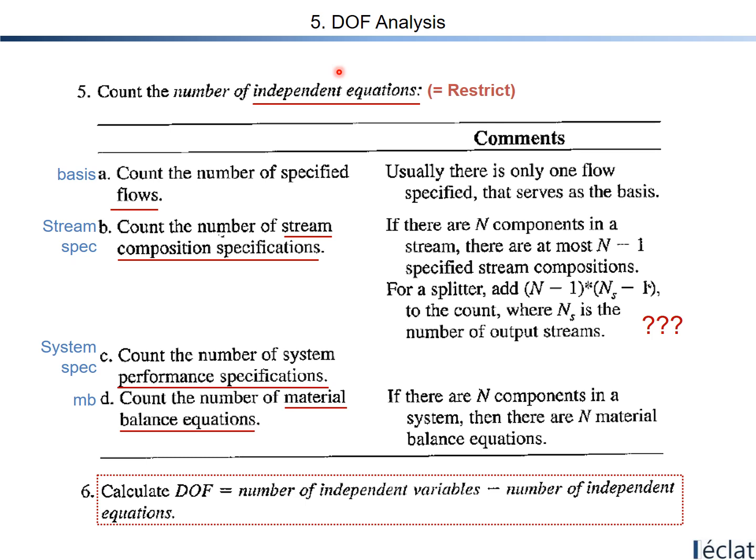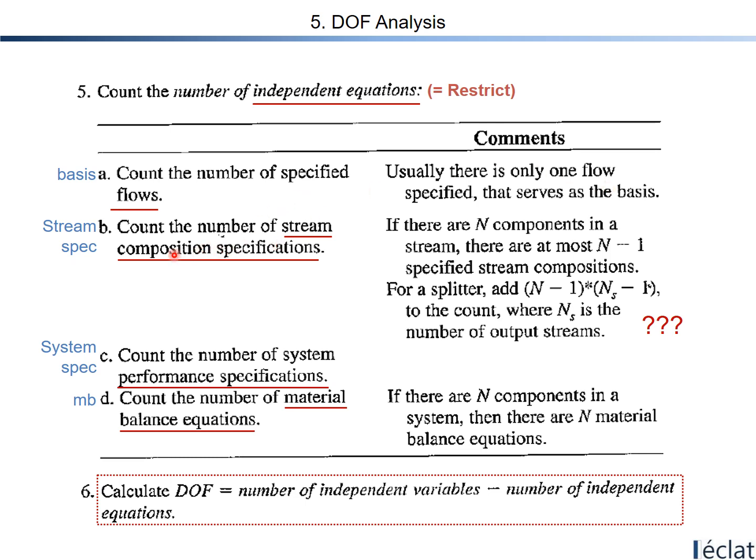Let me check the text in the tables. Step A. Count the number of specified flows. Usually, there is only one flow specified that serves as the basis, so it is about the basis. Usually, the basis is given to you, which is only one.